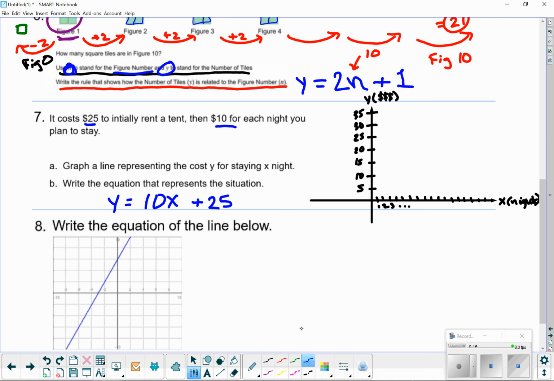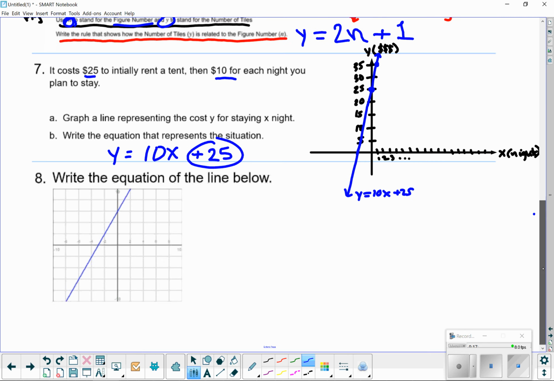So we're going to start at positive 25, which is right here. Your rate of change is going to be 10. So you're going to go up 10. So from 25, you go up 10 to be 35. That's going to be every one night. So your line is going to be very, very steep. Remember we talked about steepness in class? So this is your line. It's a very, very steep line. That's the equation. Y equals 10x plus 25.